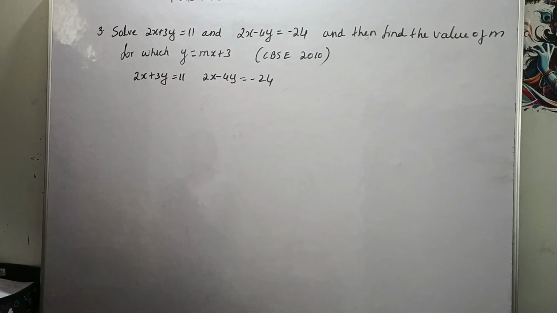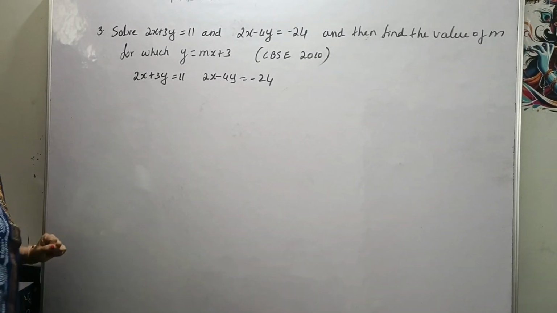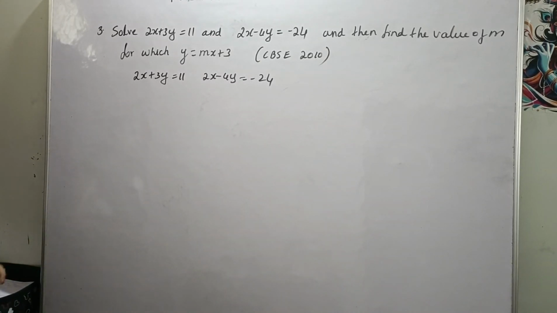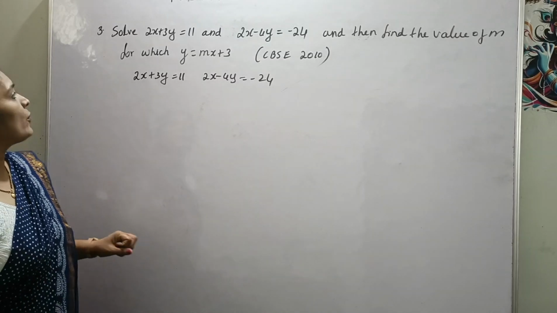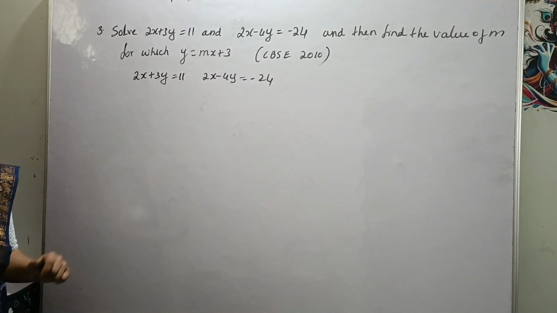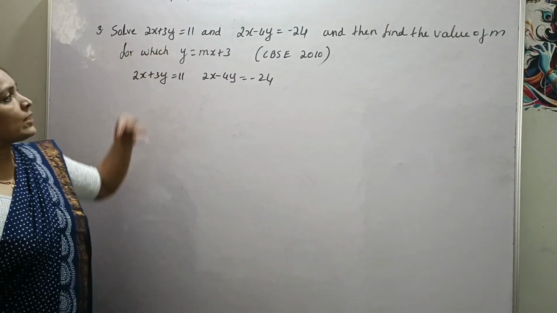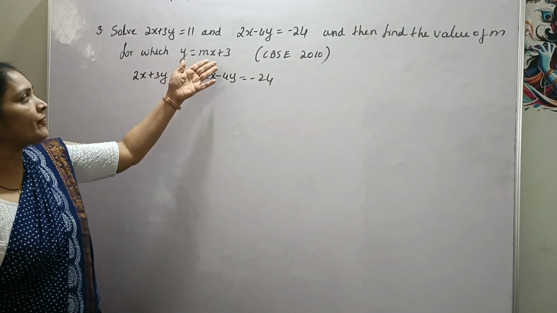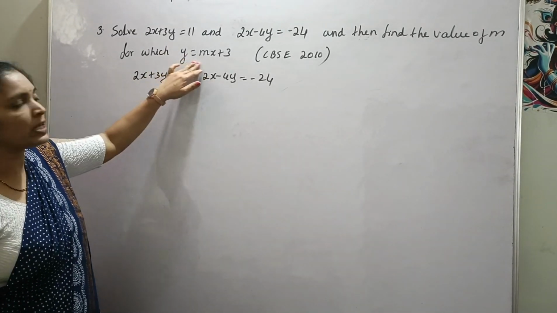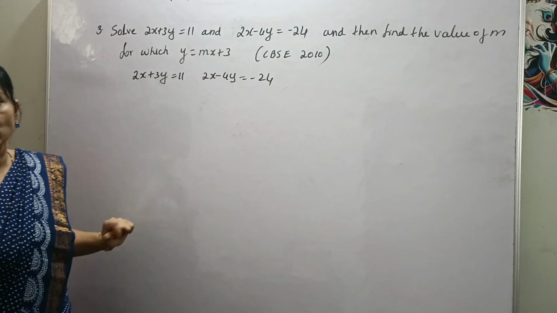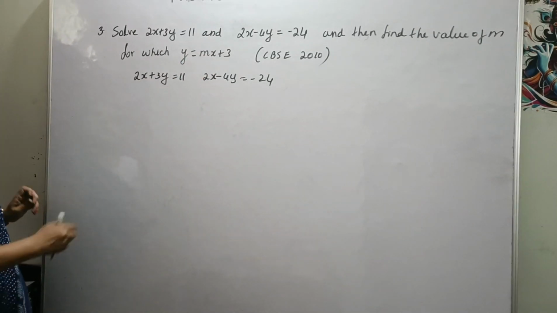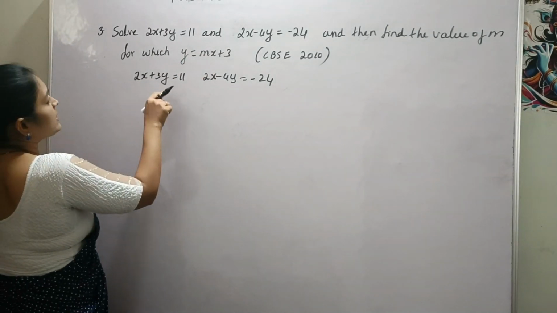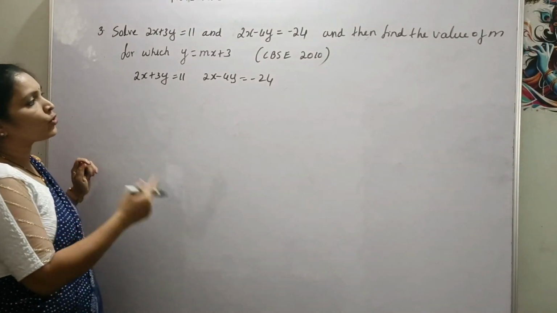Next question is, solve 2x plus 3y is equal to 11 and 2x minus 4y is equal to minus 24 and then find the value of m for which y is equal to mx plus 3. Solve these equations means find the values of x and y. Okay, if we know the values of x and y, substitute these values here in this equation to get the value of m.